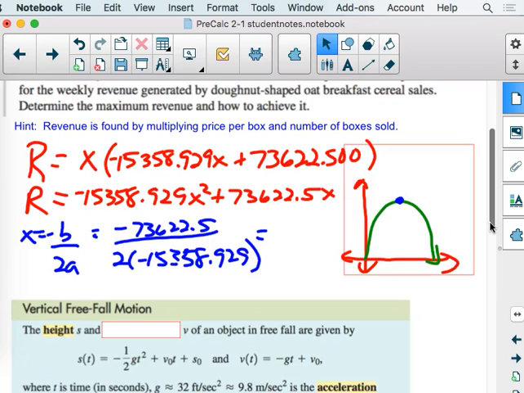So negative 73,622.5 divided by 2 times negative 15,358.929. What you get? 2.393. So we'll go with $2.39 per box.